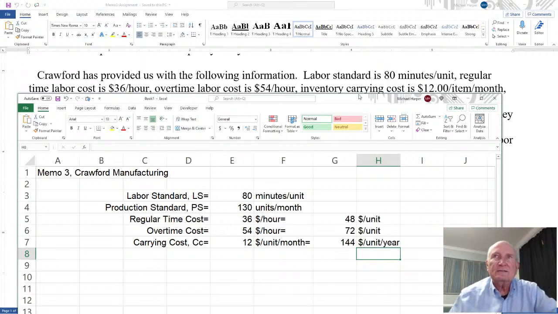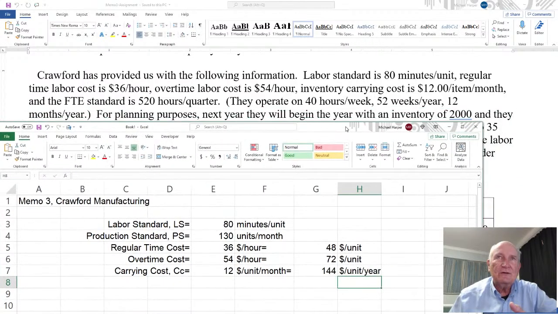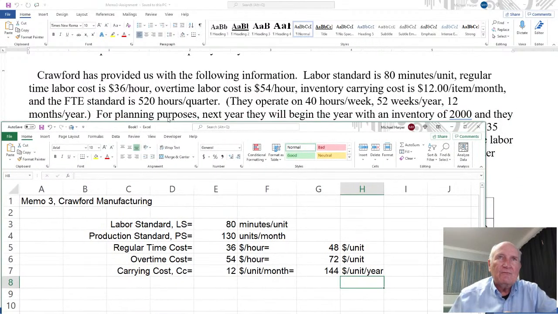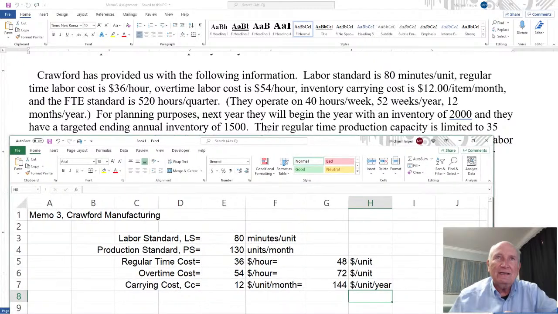Okay, what's next? We're coming down here. FTE. Oh, this is the FTE time standard: 40-hour work week, 52 weeks in a year, 12 months in a year. Okay, so we got that. For planning purposes, next year they will begin the year with an inventory of 2,000, and they have targeted an ending annual inventory of 1,500.